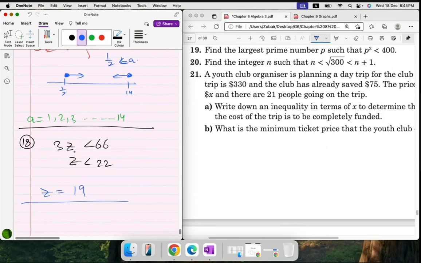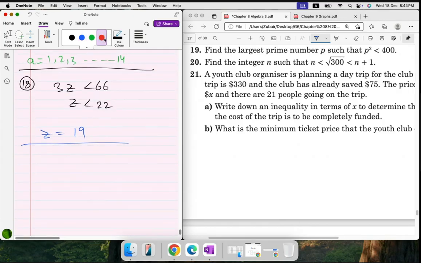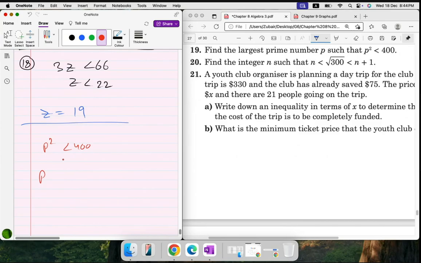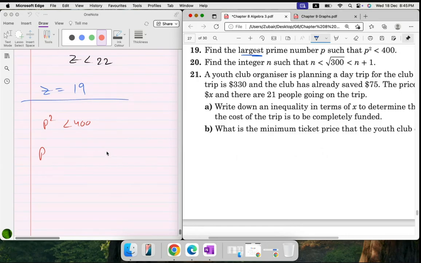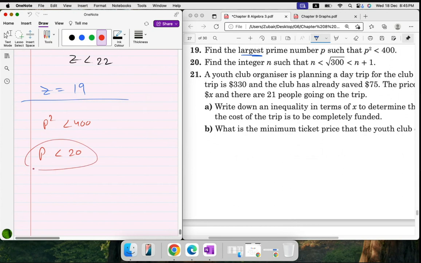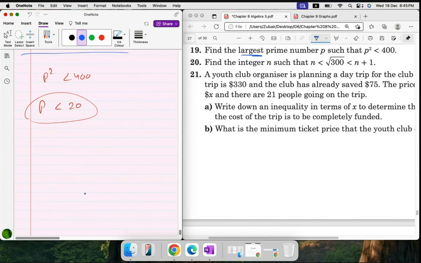Okay, find the largest prime number p such that p square is less than 400. Taking square root on both sides, p is, now he's also talking about largest, so definitely we're not going for negative numbers. So square root 4 is 2 and 2 zeros 1 remains. So less than 20, any prime number, and largest. Less than 20. 19 again. That's right.